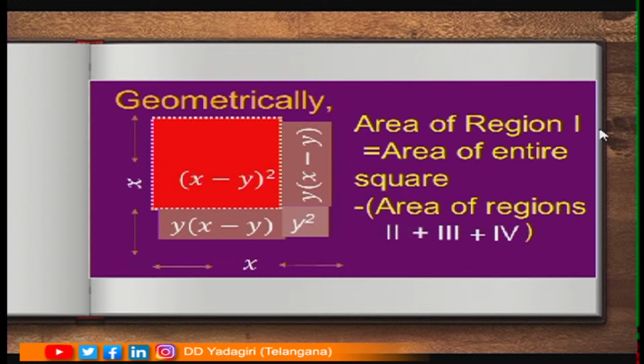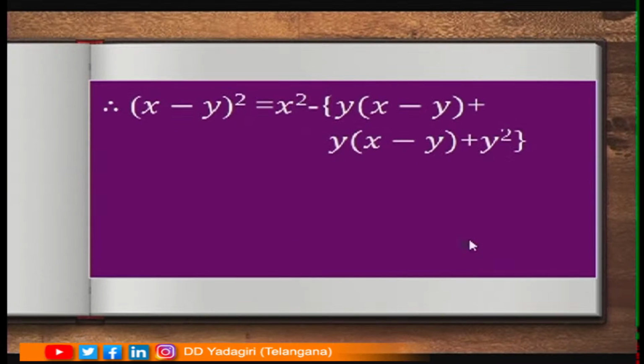So the area of region 1 is nothing but the area of the entire square minus the areas of regions 2, 3 and 4. Let us try to write this algebraically. x minus y whole square is nothing but x square minus the sum of the areas of region 2, region 3 and region 4.